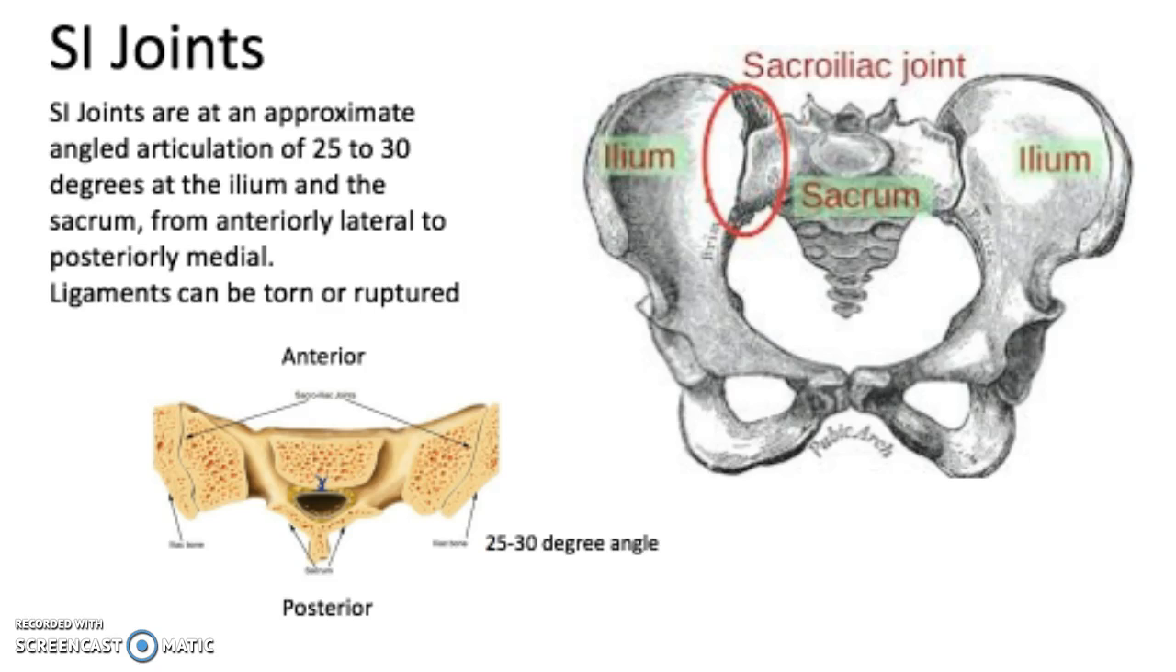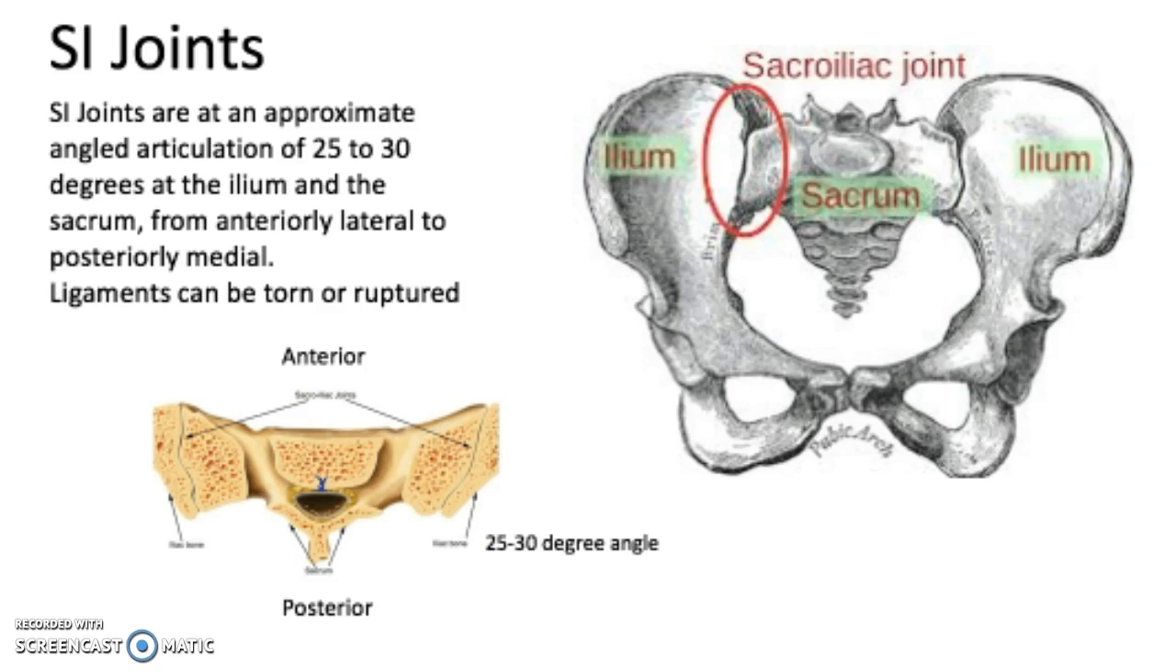The SI joints have an approximate angulation of about 25 to 30 degrees at the ilium and the sacrum, from anteriorly lateral to posteriorly medial. The ligaments can be torn and ruptured in those areas, which causes the pelvis to become unstable, and you'll see that in a future slide when we talk about some pathology.